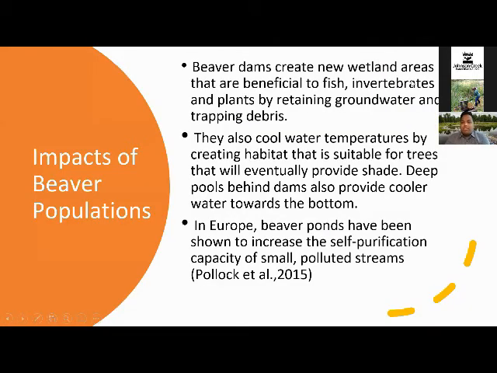So the impacts of beaver population. So are beavers good or bad? Studies have shown that beaver dams are actually beneficial to the surrounding environment. Beaver dams create and support new wetland areas that are beneficial to many other species, such as fish and also plants. They also help in cooling water temperatures, and they also provide deeper pools, which also support cooler water towards the bottom. In Europe, a study has shown that beaver ponds contribute to self-purification capacity of polluted streams.